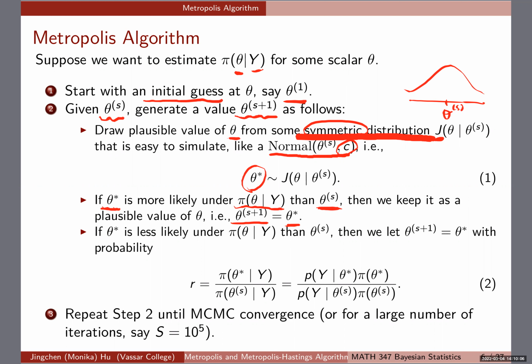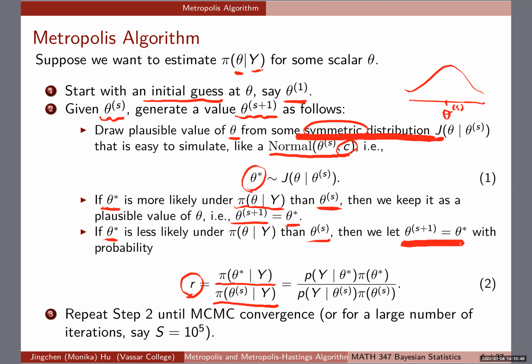But of course, if theta star is less likely compared to theta s, then you're going to almost toss a coin and decide whether you want to stay or not. So that's the general idea over here. In particular, you're going to jump with a probability R defined as follows: the numerator is the posterior or full conditional posterior of theta evaluated at theta star, and the denominator is evaluated at theta s. So you're essentially evaluating which one is more likely, and then you determine whether you're going to stay or jump.